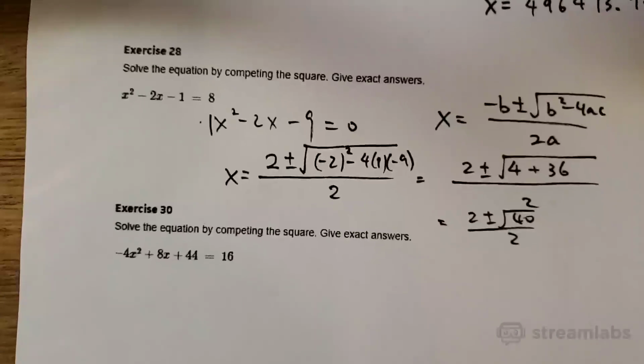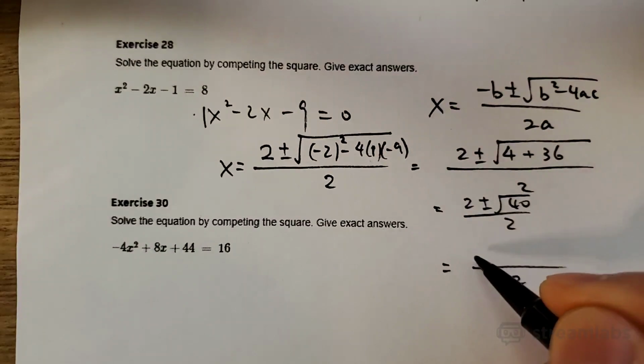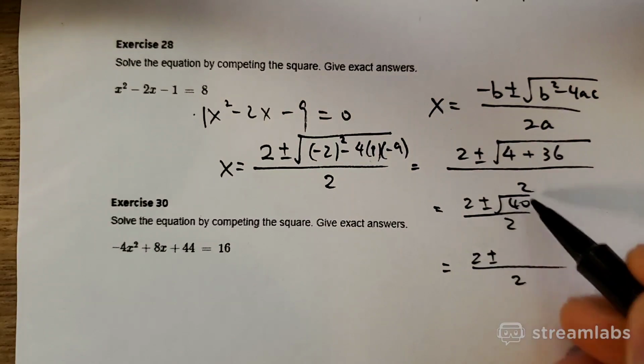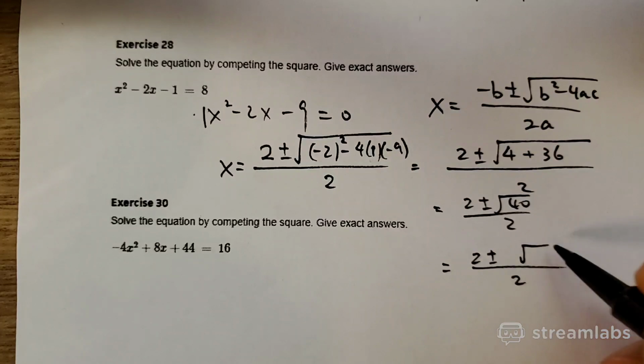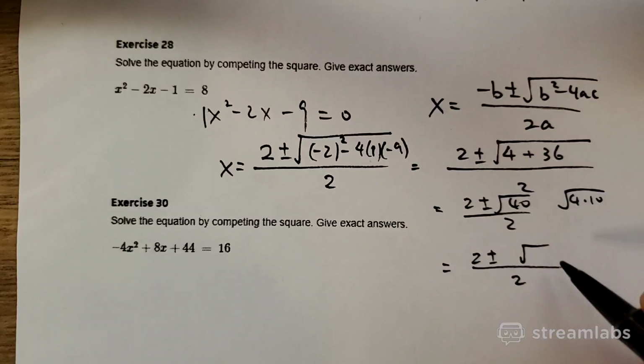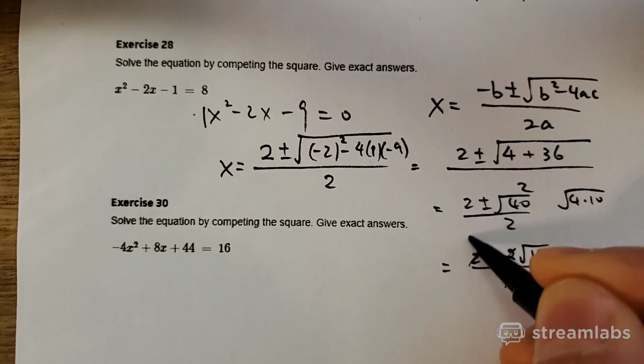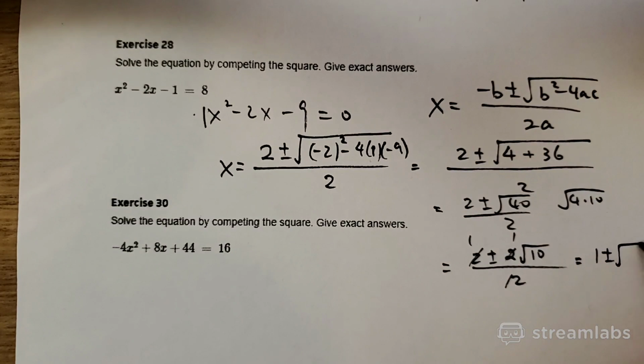You can further simplify this with fractions, but you have to simplify root 40 first. Root 40 is root 4 times 10, right? Root 4 is 2, so I put the 2 out, leaving root 10. So together, you can take out 2, and it would be 1 plus or minus root 10. Two answers, okay?